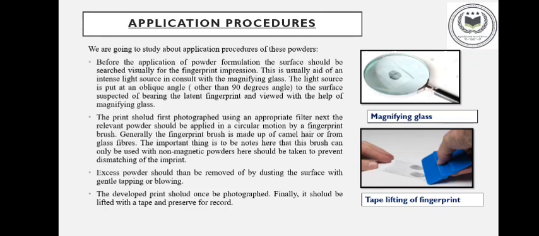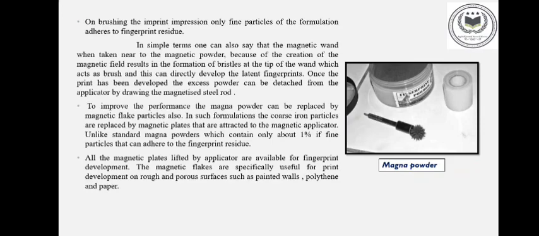Excess powder should be removed by dusting the surface with gentle tapping or blowing. The developed print should once again be photographed. Finally, it can be lifted with a tape and preserved for the record. Tape lifting of a fingerprint is shown in the image. On brushing the imprint impression, only fine particles of the formulation adhere to the fingerprint residue.